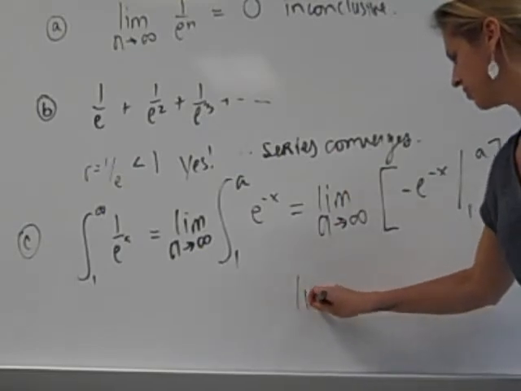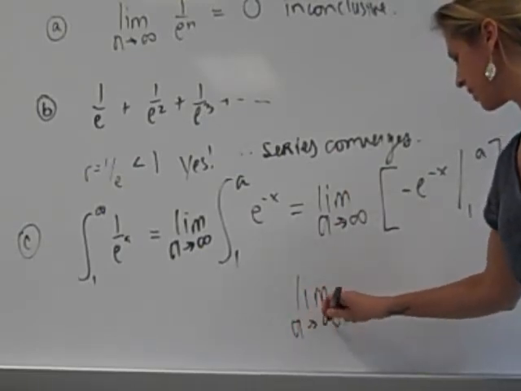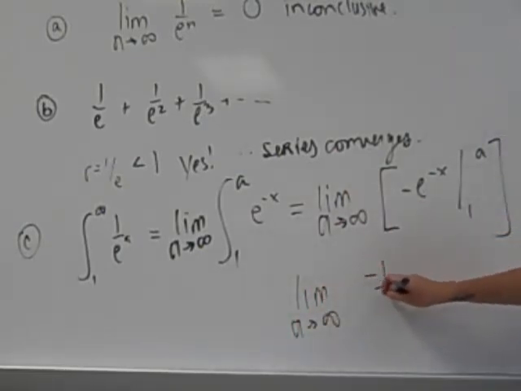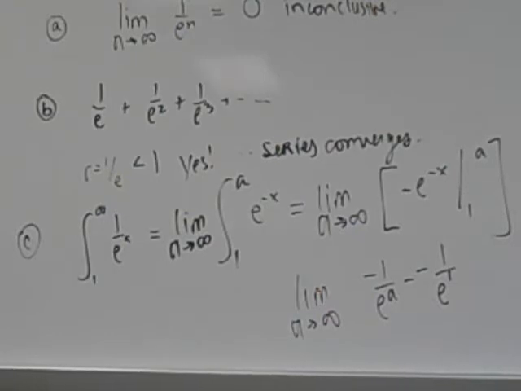So, plug in, so I've got negative 1 over e to the a minus negative 1 over e to the 1. I put it back as a fraction, because when I'm looking at it as a limit, it's a lot easier to look at as a fraction. When I look at it as an integral, that was just easier to integrate, not as a fraction. So it just depends on how I'm looking at it.